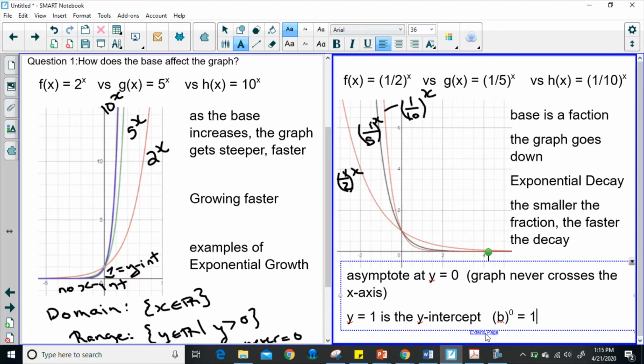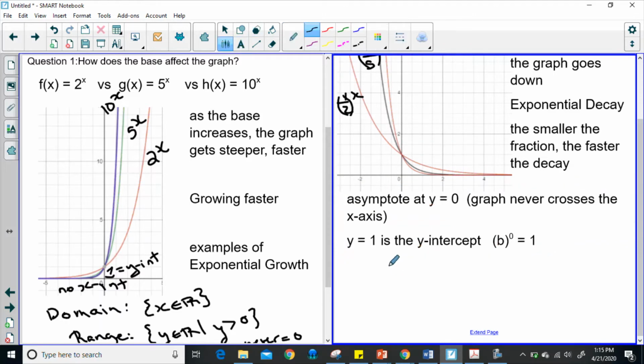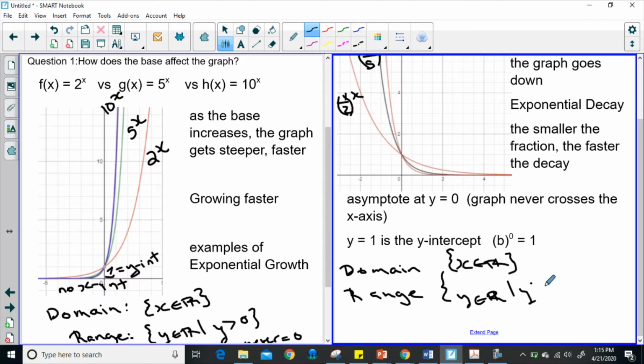Okay. Let's also not forget our domain and range for this one. So just like before, we're going to have the same domain and range for this one. We have a domain where x is any real number, and we have a range where y is any real number, such that y is greater than 0, right? Because it's all above the x-axis, it just never touches the x-axis. Good.